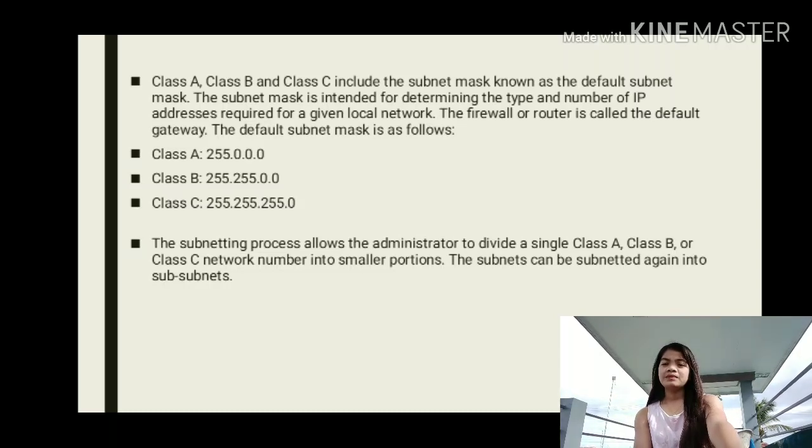Class A, Class B and Class C include a subnet mask known as the default subnet mask. The subnet mask is intended for determining the type of number of IP addresses by default.